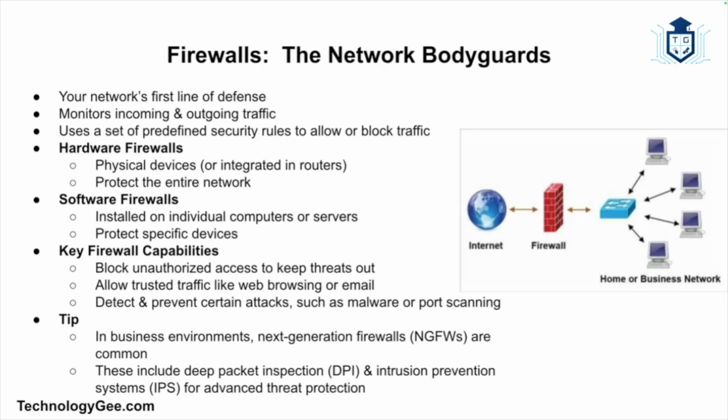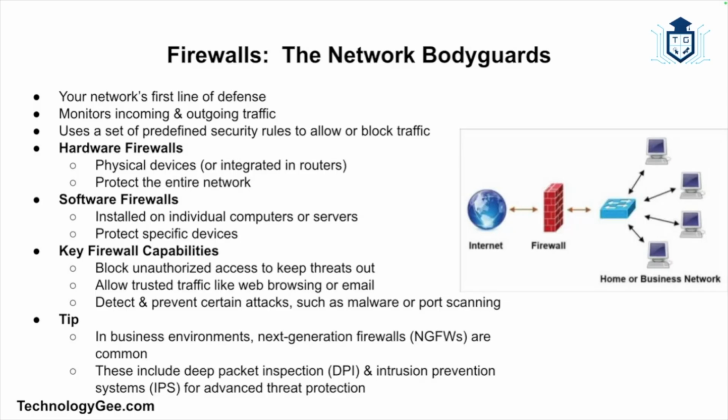And a firewall, this is your network's first line of defense. It monitors network traffic in and out of the network and decides whether to allow or block it based on a set of security rules. And there are two main types. First type is the hardware firewall. And this is a standalone device, or sometimes it's built into routers, that protects an entire network. And then you have what's called a software firewall, and this is installed on individual devices to protect them specifically.